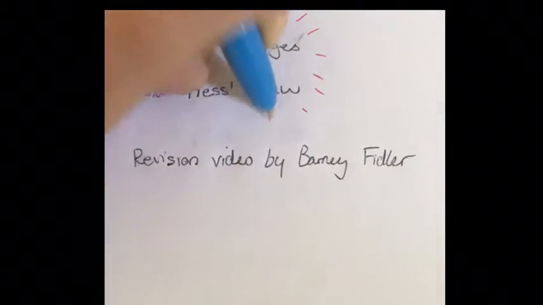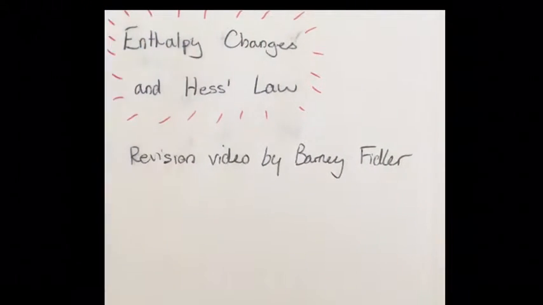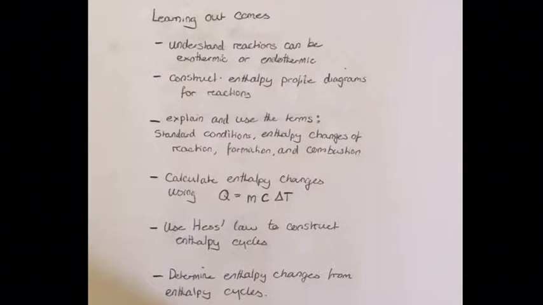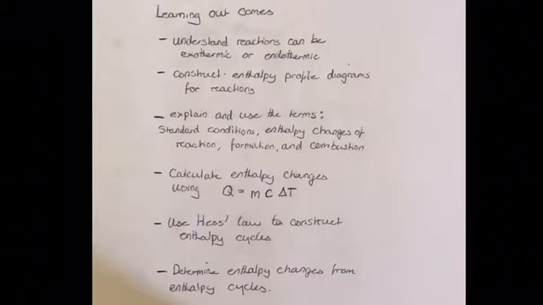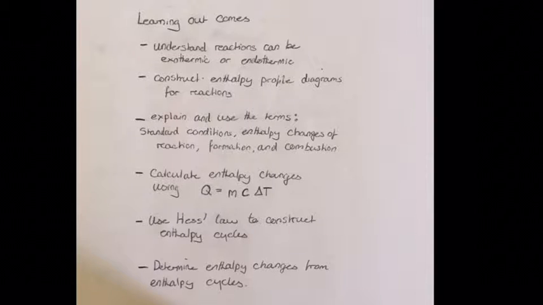In this video, we're going to talk about enthalpy changes and Hess's law. The learning outcomes you should take away from this video are to understand that reactions can be exothermic or endothermic, should be able to construct enthalpy profile diagrams for reactions, explain and use the terms standard conditions, enthalpy change of reaction, formation and combustion. You should also be able to calculate enthalpy changes using the formula Q equals mc delta T and use Hess's law to construct enthalpy cycles. You should also be able to determine enthalpy changes from enthalpy cycles.